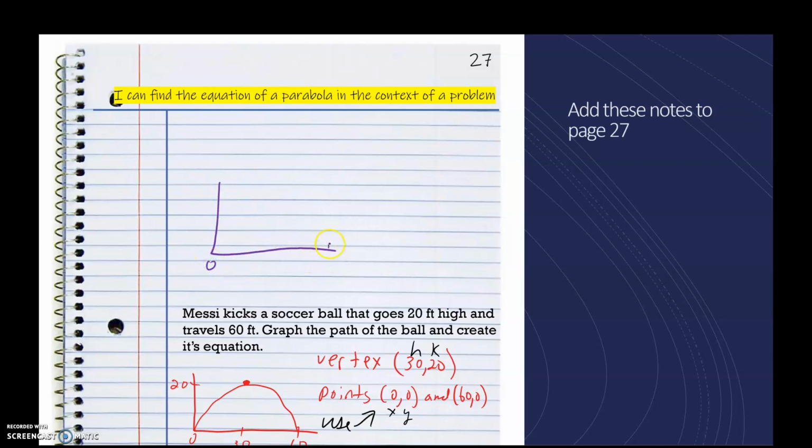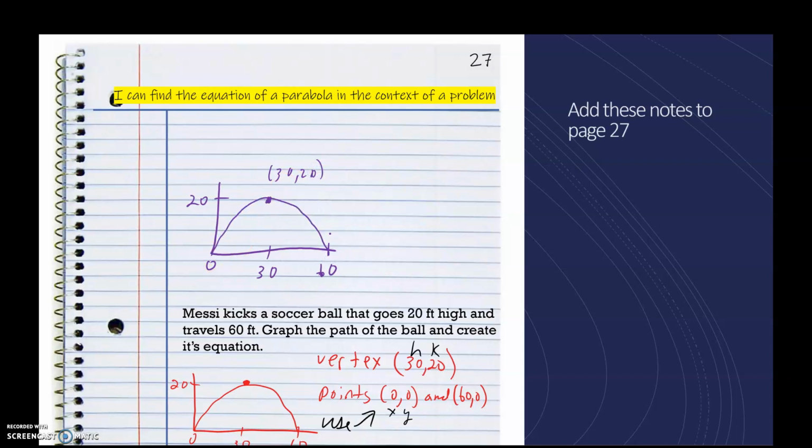It went from 0 to 60. It went up 20 feet. Now, what's halfway in between 0 and 60? 30. So that's where the peak of the ball is going to be. So that's the point 30, 20. That's my vertex. Let's go ahead and just connect this with a little round curve as best as we can.